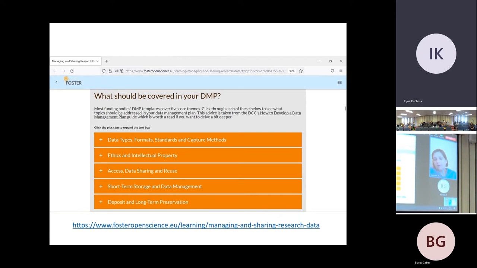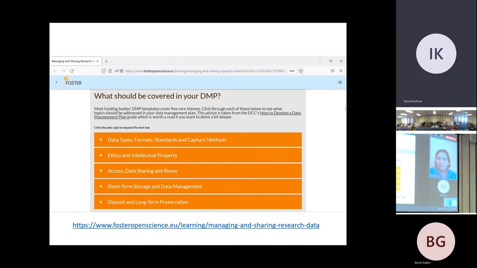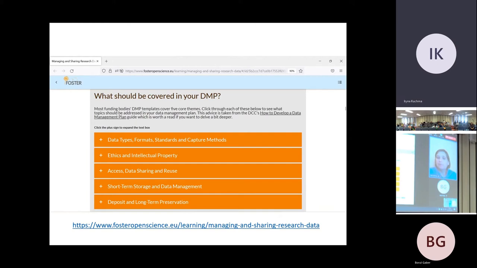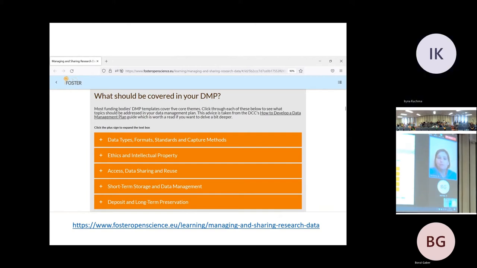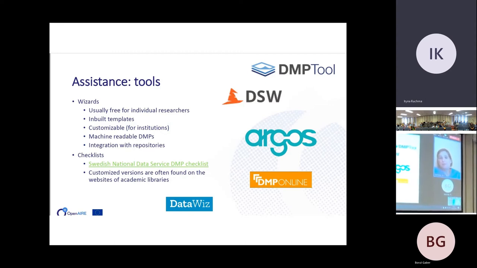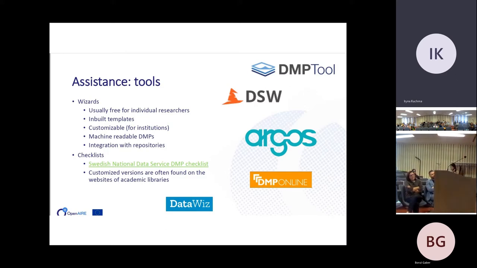So usually the structure is that students, or any researcher, have to describe data types used in the research, in which formats the data will be stored, ethics and intellectual property rights issues related to research and data, access policies, data sharing and data reuse approaches, how data will be stored short term, and then whether data will be deposited somewhere for secure long-term preservation. And there are free and open source data management tools, a number of them: DMP Online, DMP Tool, Argos, Data Sharing Wizard, or Data Wiz. Really a number of them, and they all include templates.